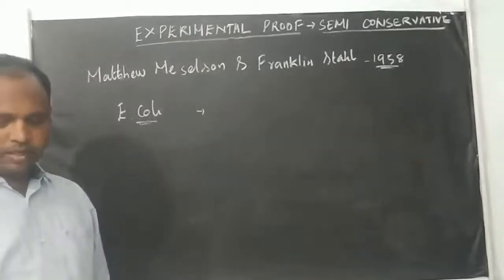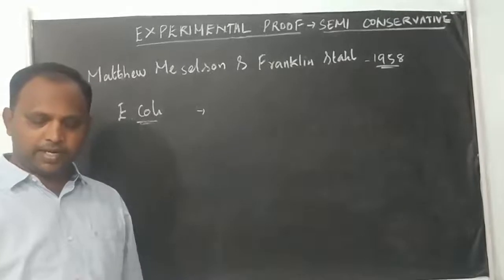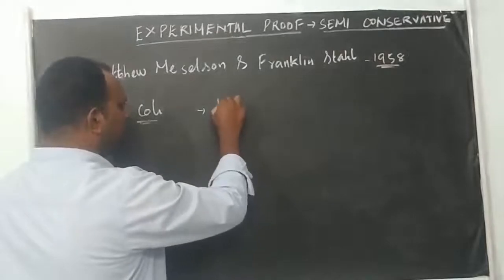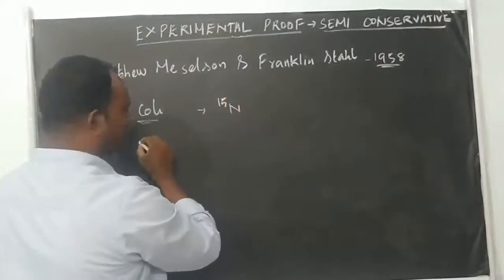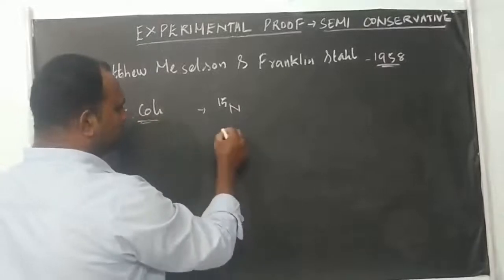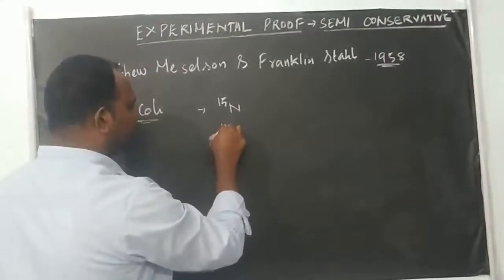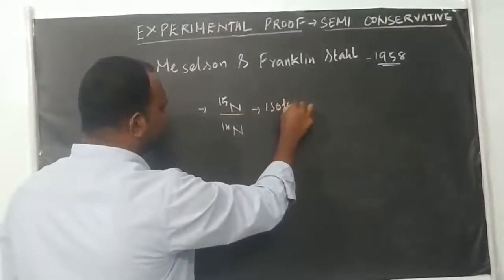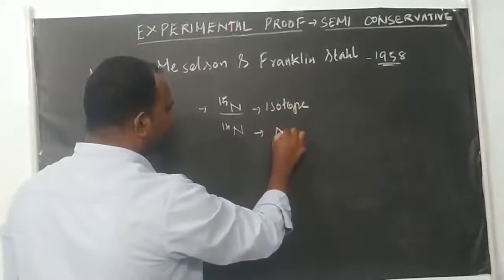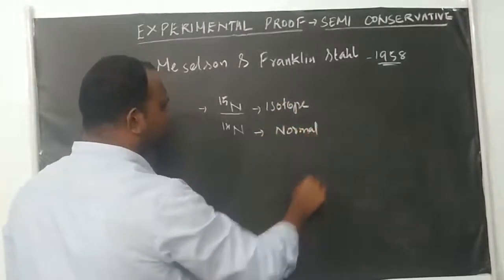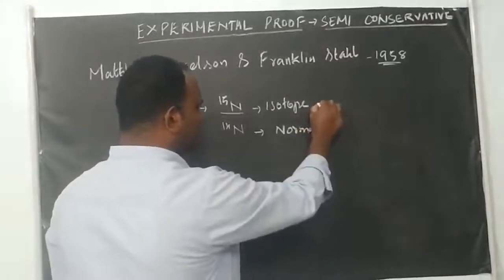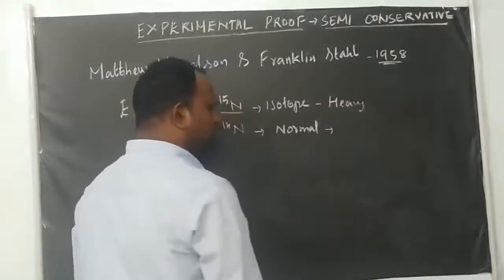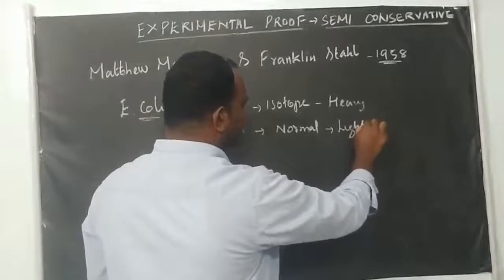The media contained normal nitrogen and also the isotopic form of nitrogen. They used N15 and N14. Whatever medium they used to grow this E. coli organism, they supplemented it with either N14 or N15. N15 is the isotopic form, the heavy nitrogen. N14 is normal nitrogen, so lightweight.